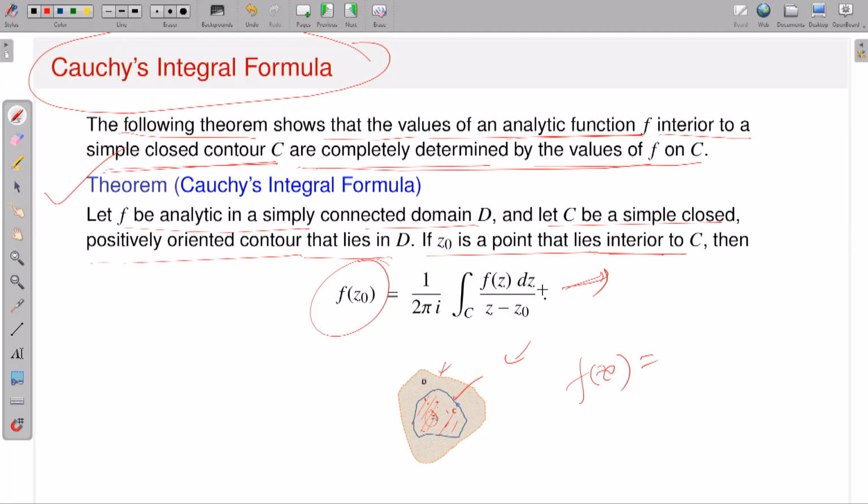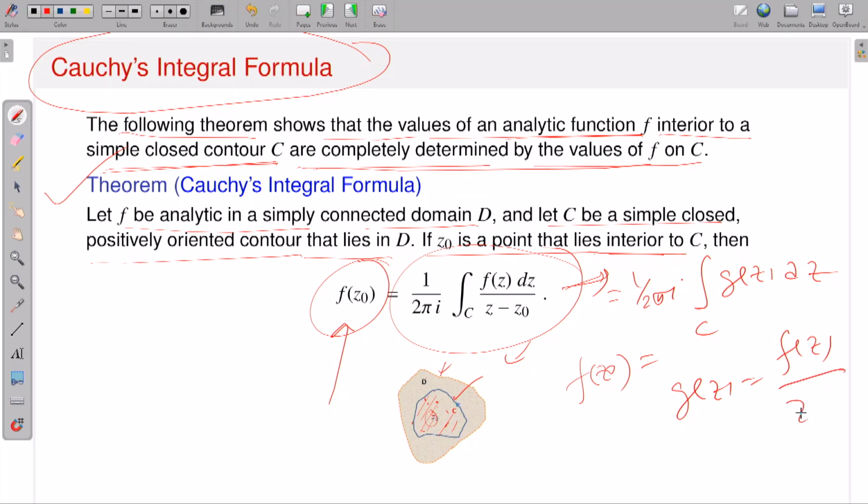So look at the right hand side. If I evaluate this line integral, or contour integral, then I can get the value of my function at the point z0. So what is that? f(z0) should be exactly equal to 1 by 2 pi i times the contour integral over the contour C, but what will be my integrand? The integrand is f(z) divided by z minus z0, dz. So you can say this is 1 by 2 pi i, integral over C of g(z) dz. What is my g(z)? My g(z) is f(z) divided by z minus z0.